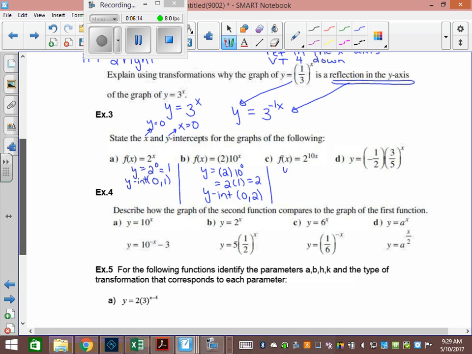This one is y equals 2 to the 10 times 0, which is 2 to the 0, which is 1. So it's a y-intercept at 0, 1. And then this one is y equals negative a half, 3/5 to the 0, which is negative a half times 1, which is negative a half.